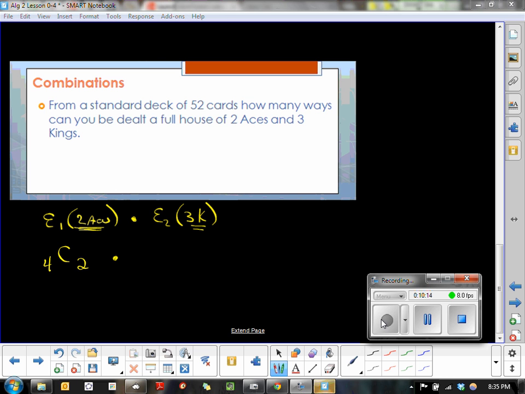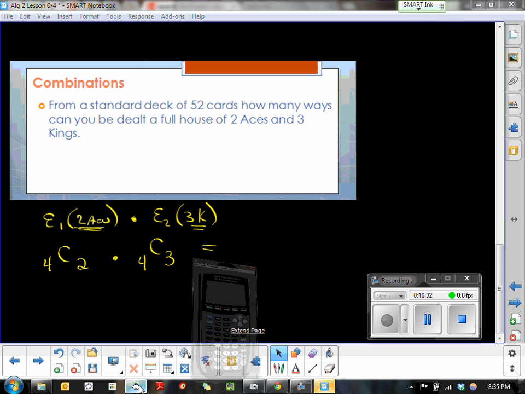4 choose 2. Now we also want to get 3 kings. Again, there are only 4 kings in the deck. Of those 4 kings, we've got to choose 3. If we do this calculation of 4 choose 2 times 4 choose 3, we'll know the number of ways that she can be dealt a hand of 2 aces and 3 kings.